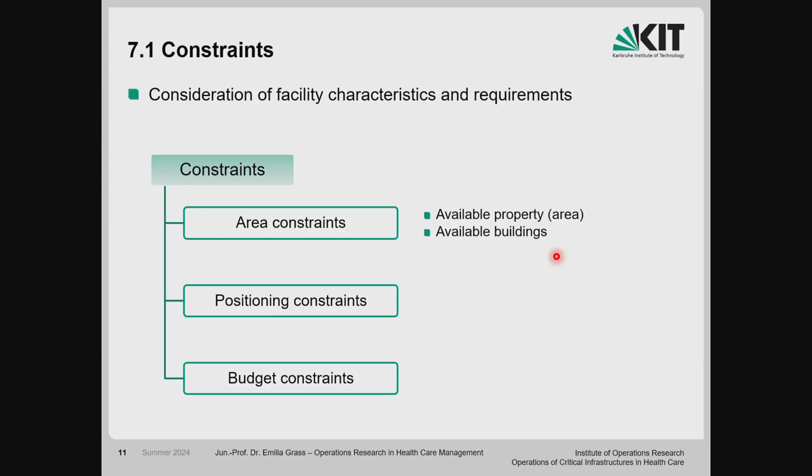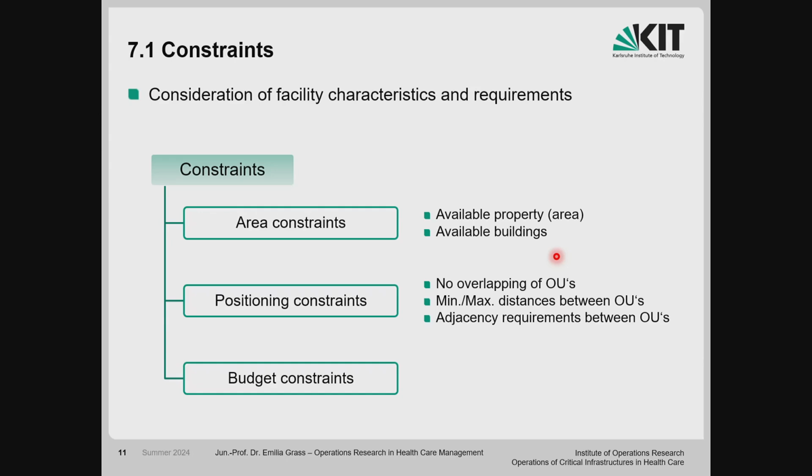Everything has to be paid. So in area constraints, we have the area that is available. We cannot change that. We have available buildings, and we have to plan with that. And positioning constraints just means that we cannot have different departments in the same room. We also have to take into account that we have some kind of maximum distance between some units, or a minimum distance, because sometimes radiology, because of some technical equipment, has to be more distant from, for instance, a children's hospital or children's unit.